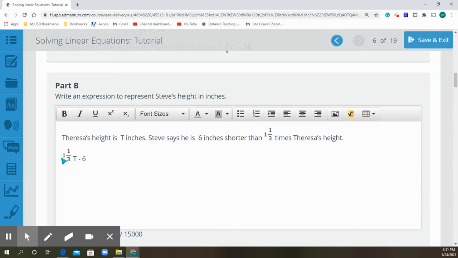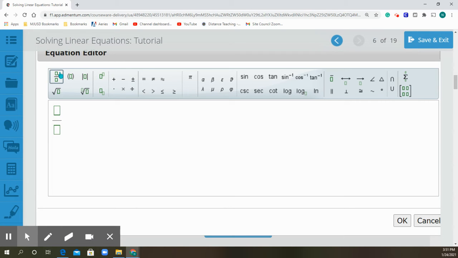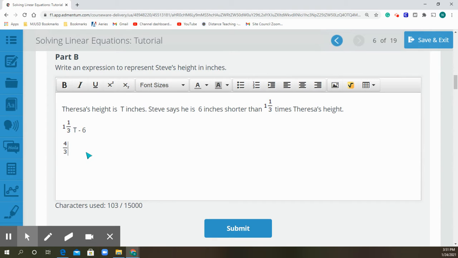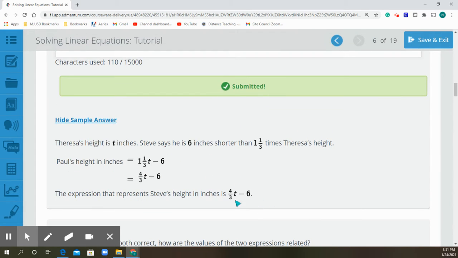So Steve's height is 1/3 Teresa's height minus 6 inches. And again, for an unknown reason, they want us to convert that into an improper fraction. So that would be utilizing our equation editor. That would be 4 over 3 multiplied by t, whoops, capital T for good measure, minus 6. So the expression that represents Steve's height in inches is 4 over 3 times t minus 6. And you would self-check. Bada bing, bada boom.